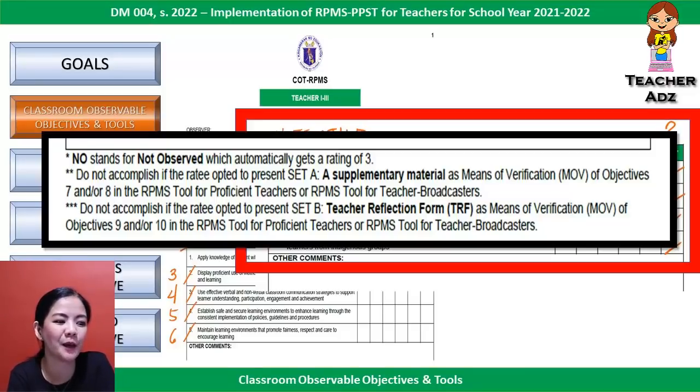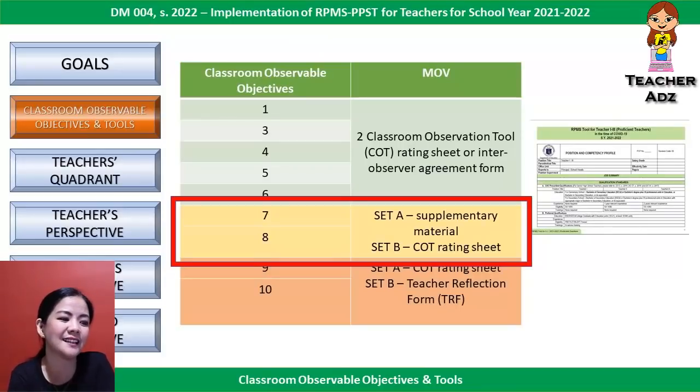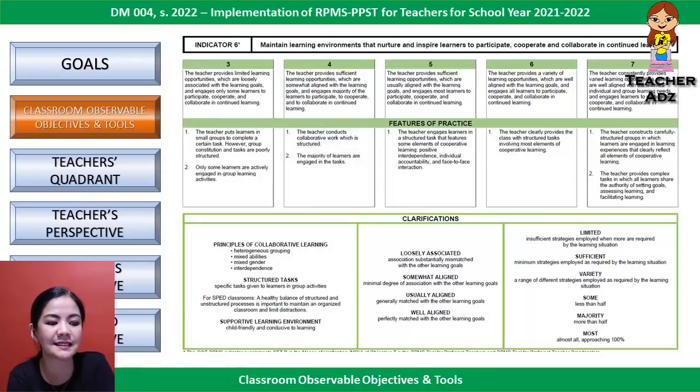Now, for objective 7 or indicator 6 and objective 8 or indicator 7, the teacher can choose between set A and set B. If he or she thinks that it would be very difficult for him or her to address this indicator in classroom observations, he or she can opt to use set A as MOV. Let us take a look at these objectives. So, sa indicator 6 po, nakalagay, the indicator to be addressed is maintain learning environments that nurture and inspire learners to participate, cooperate, and collaborate in continued learning. If this isn't clear, just like what we discussed a while ago about the COT, just look at the features of practice and clarifications para po mas clear.